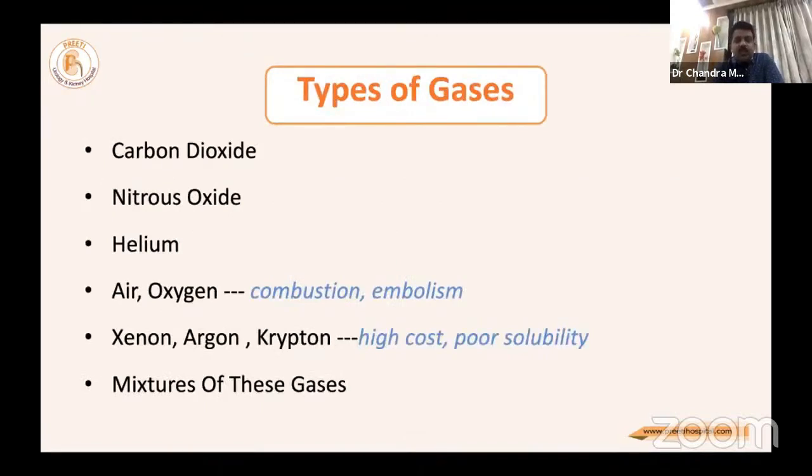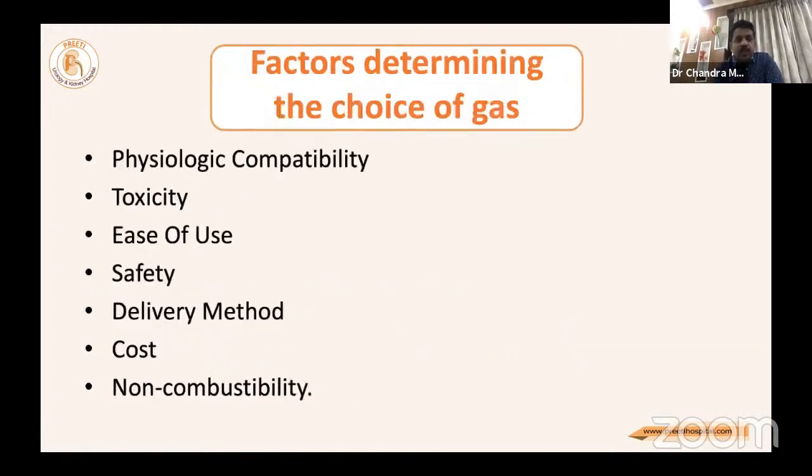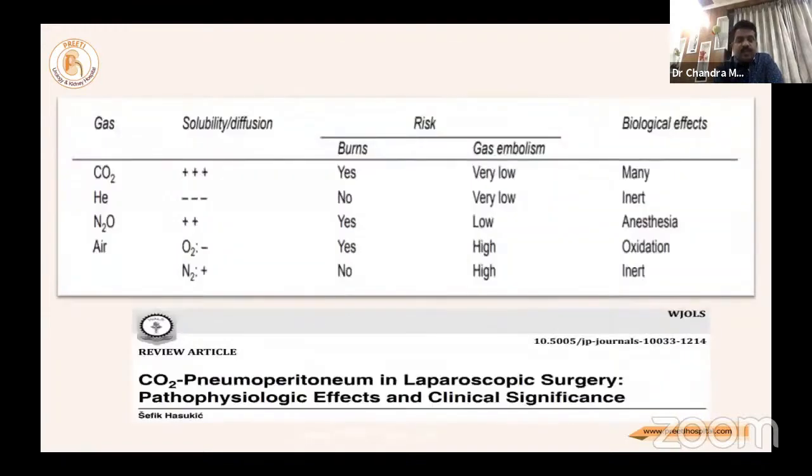To be honest, we talk every time about the various gases, but we use only carbon dioxide most commonly. So let us stick to carbon dioxide only instead of going into the theory. Carbon dioxide is definitely advantageous over all the gases because it's physiologically compatible, has less toxicity, ease of use, safety, delivery method, cost, and is non-combustible. All features fit into carbon dioxide.